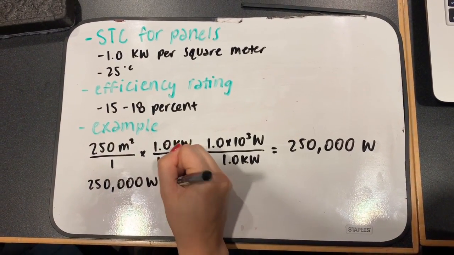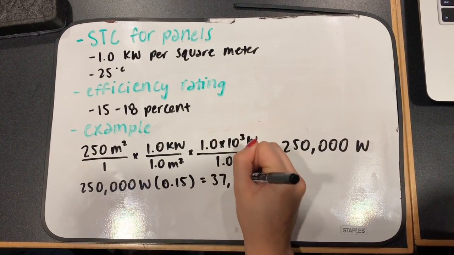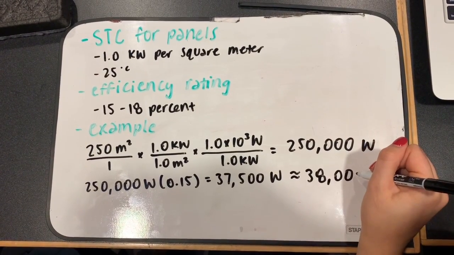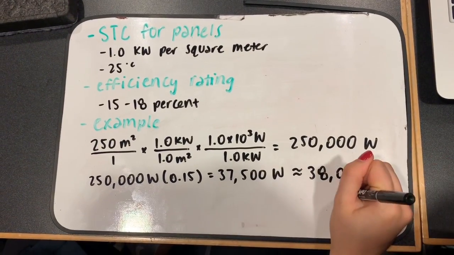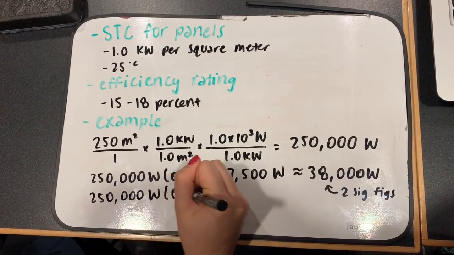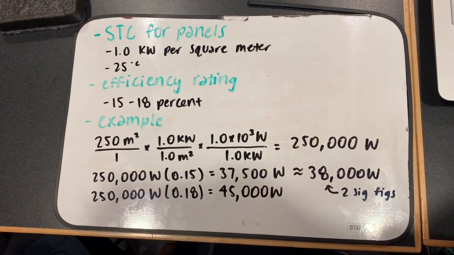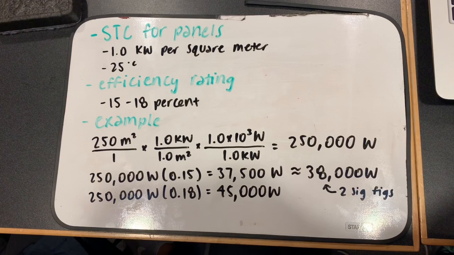Unfortunately, however, solar panels are not capable of converting most of the sun's energy into usable electricity. In fact, solar panels on average are only about 15 to 18% efficient. In order to get a rough estimate of the power output of your solar panel array, we can then multiply our 250,000 watts figure by 0.15, our low estimate, and 0.18, our high estimate. Our estimated power output comes out to be somewhere between 38,000 and 45,000 watts.